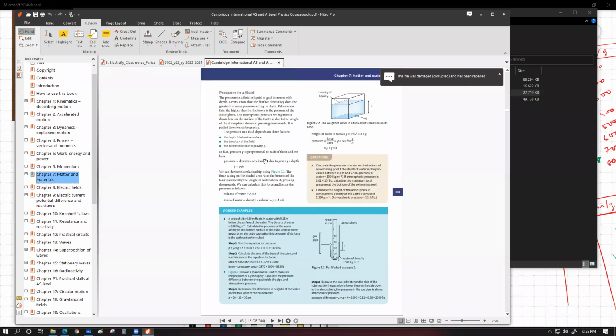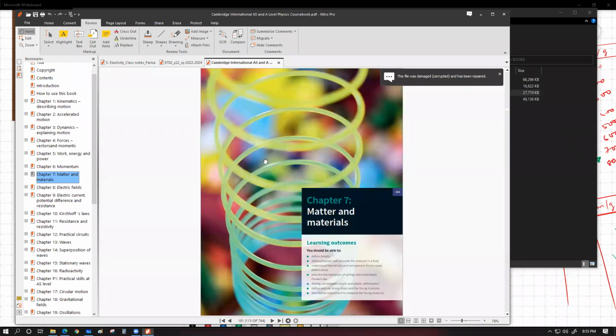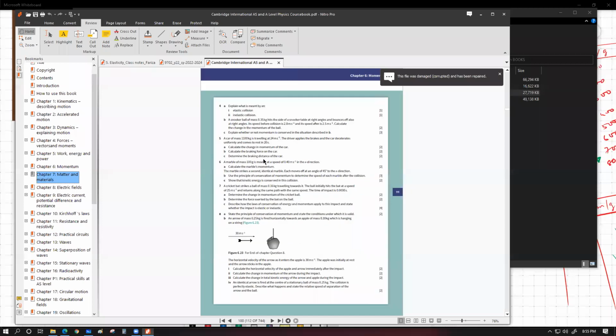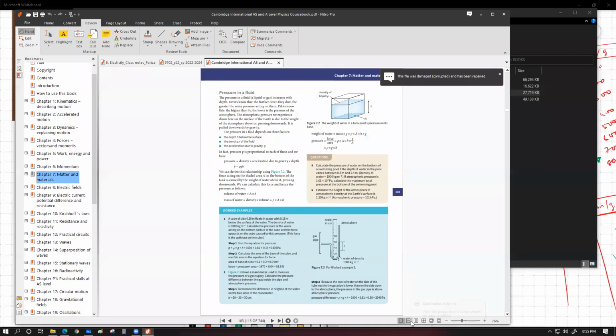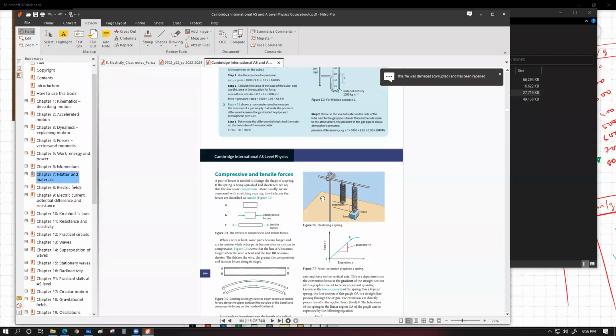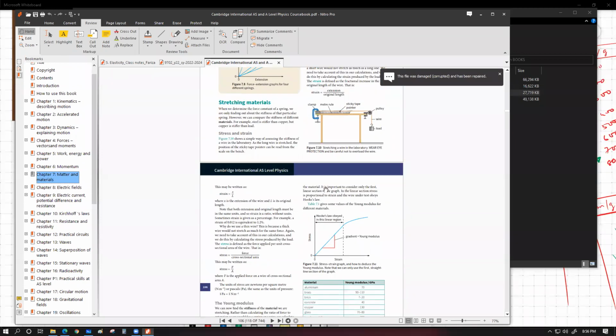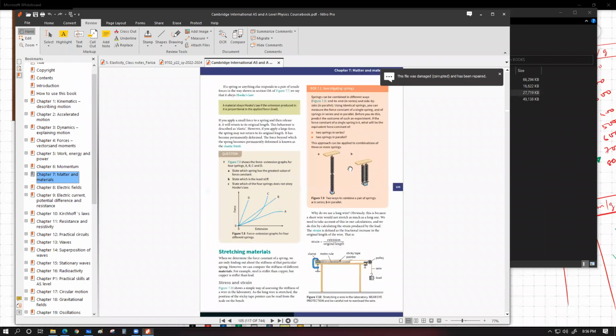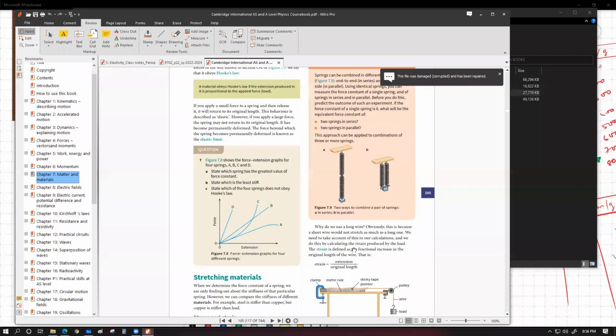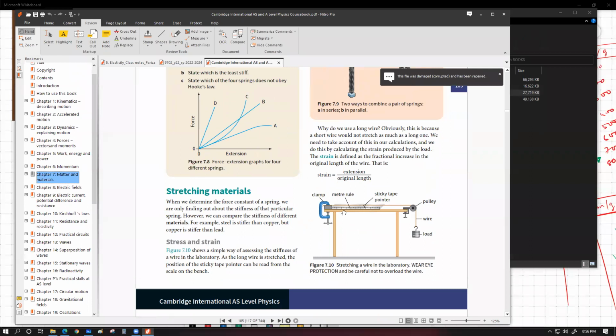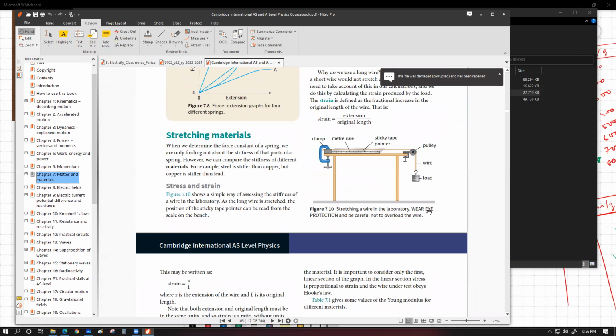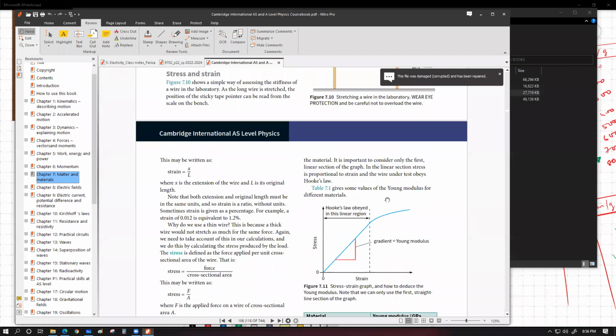So এটা হচ্ছে আমাদের সেই এক্সপেরিমেন্টের সিনারিও. সো আগের বইতে এটা আছে, তোমাদের পেজ নাম্বার 105 এ, দেখো এই যে আমাদের সেই অ্যাপারেটাসটা দেখানো আছে. So we have this meter rule, we have the clamp, we have the pulley, we have the wire load with the sticky tape pointer, which is basically the fiducial marker. Taking the wire in the laboratory, wear eye protection and be careful not to overload the wire. This is very important for this experiment.